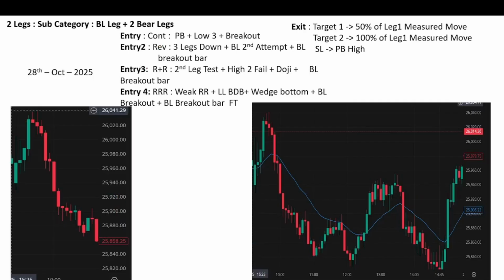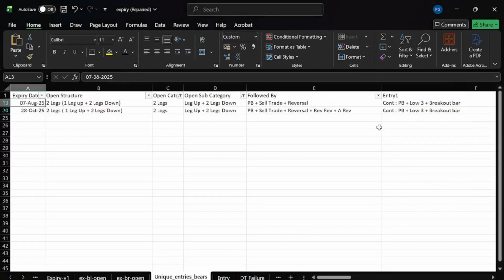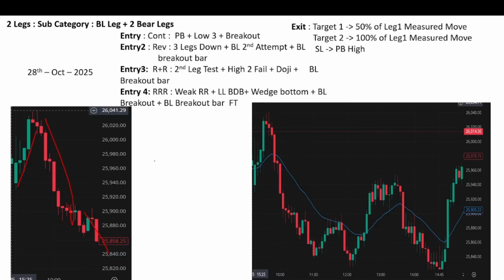And second in this category is 28th October, bull leg followed by bear leg 1 and bear leg 2. So this could look a little complicated, but if we look out for the rules, this is all predictable behavior. So first, according to the day structure, we look for a pullback and then a sell trade, right? So here is 1050. We look for pullback and we enter the low 3.